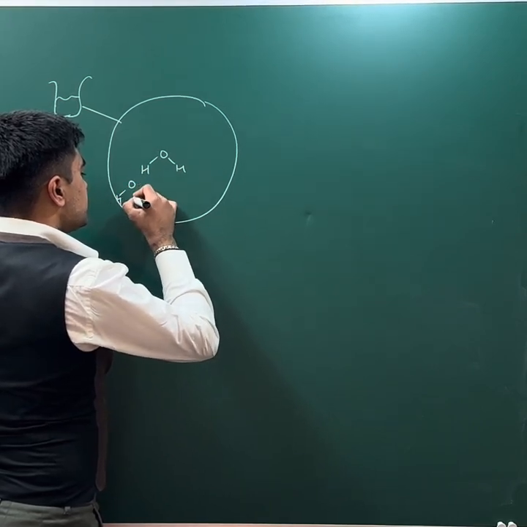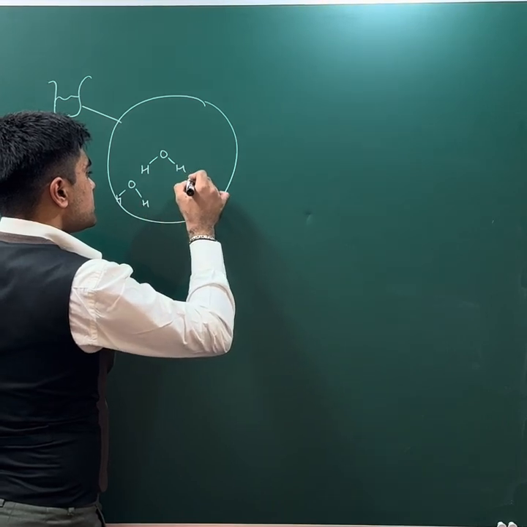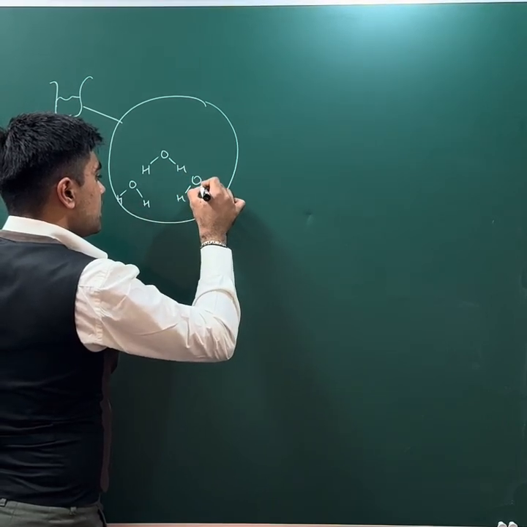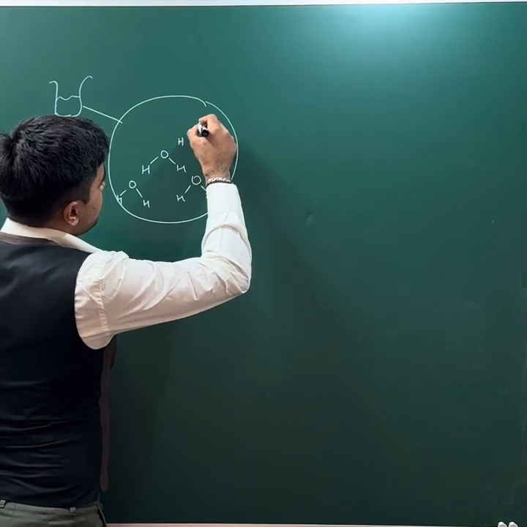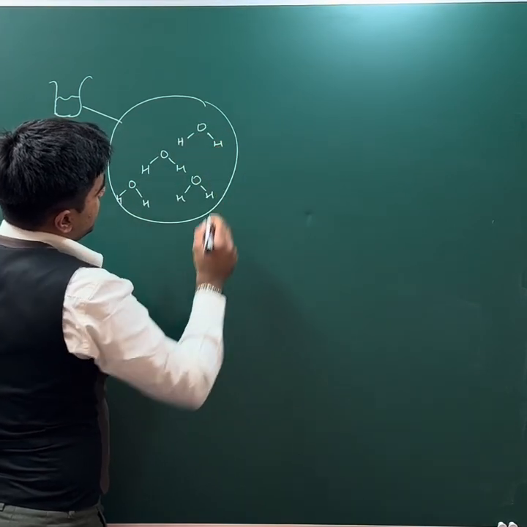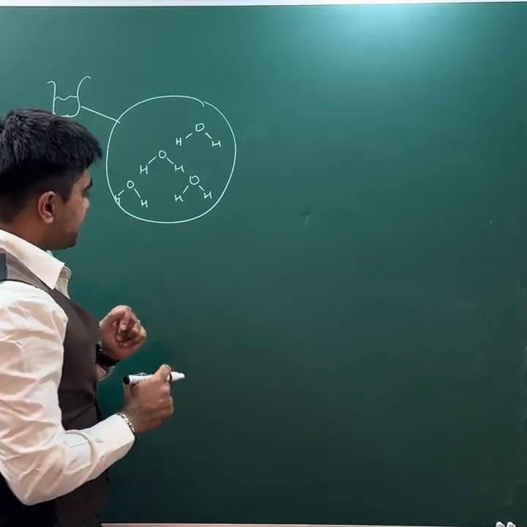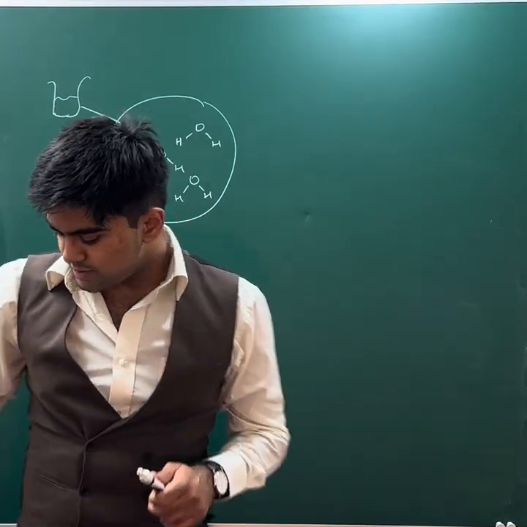So let's just draw all of these H2O molecules out. Oxygen, hydrogen, oxygen, hydrogen. We've got a hydrogen there, an oxygen there, a hydrogen there. So you can see that we've got all of these different molecules here of water.